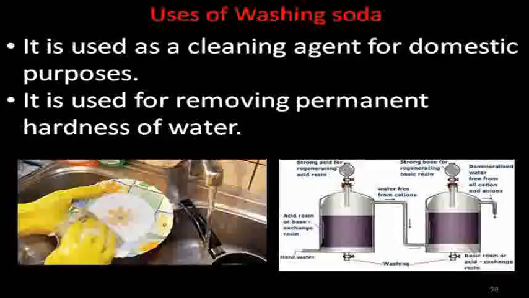Uses of washing soda. And it is used as a cleaning agent for domestic purpose. And it is used for removing permanent hardness in the water. So that process was in the old textbook, now we are not having it, but it is used for removing permanent hardness.